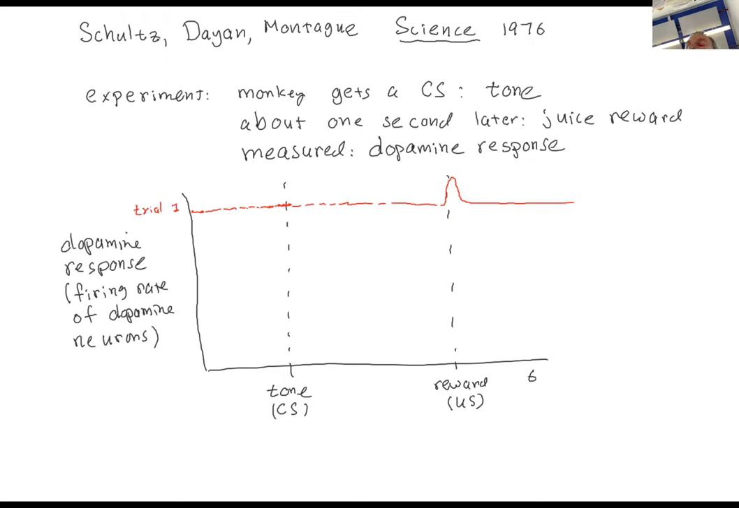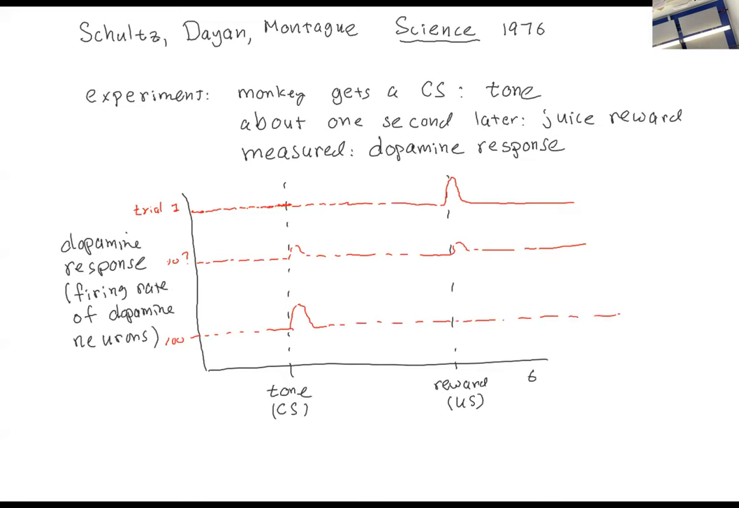They didn't show the intermediate trials, but since then I think they've done this experiment. So after a few trials, 10, 20, 50 trials, the tone actually gave them a little shot of dopamine, and a little shot here. And eventually, let's say trial 100, they got a big response here and no response there.